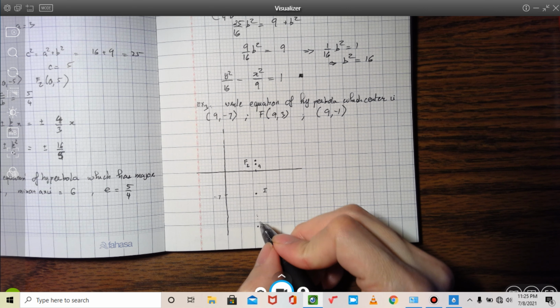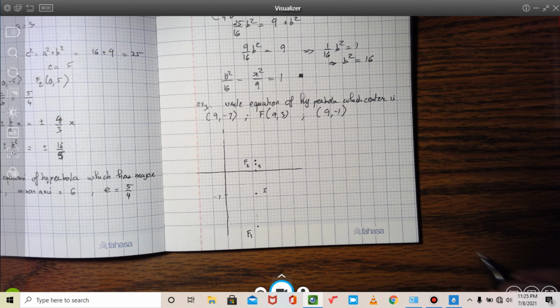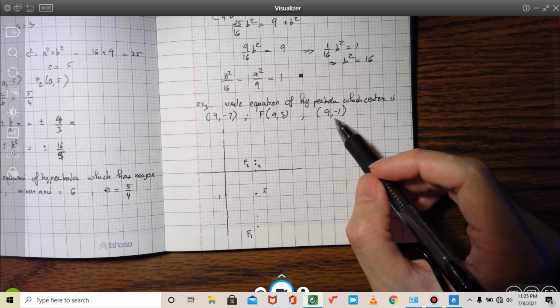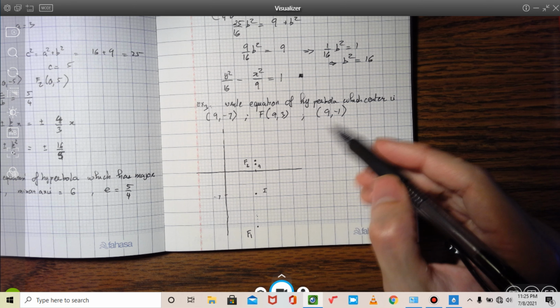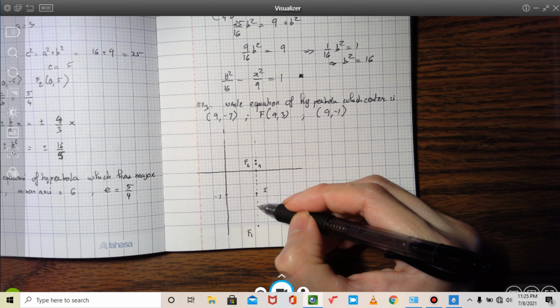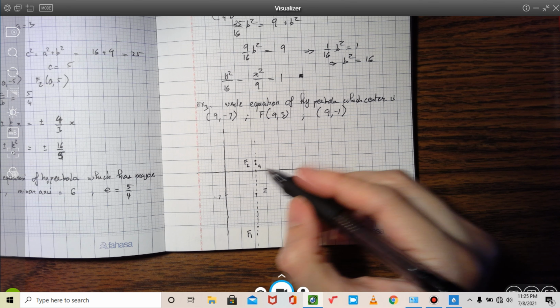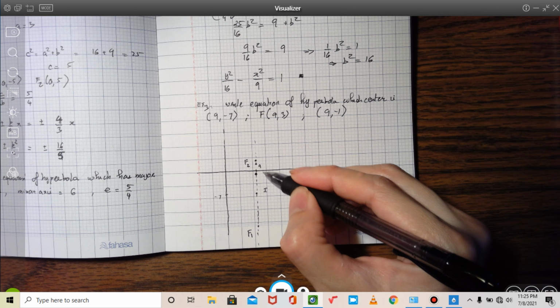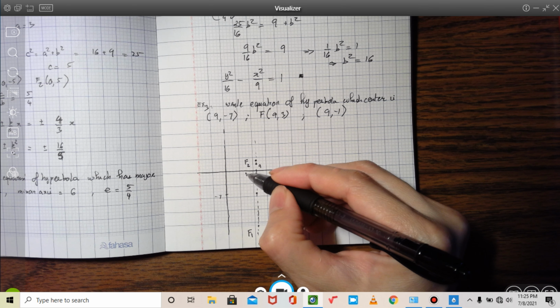So this is F1 right here. Okay, F1 right there. And they say that one of the vertices is 9, -1. You see that the vertex is on the same line as the major axis. 9, -1. So 9 here, -1 right here. So this is one of the vertices. So this is your B2.